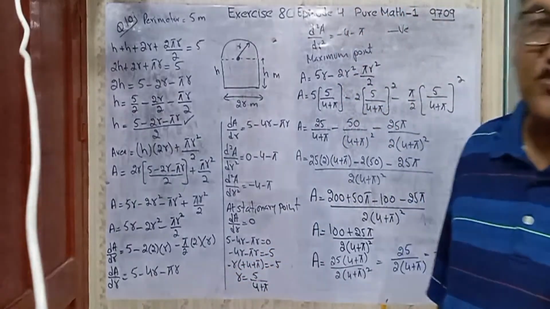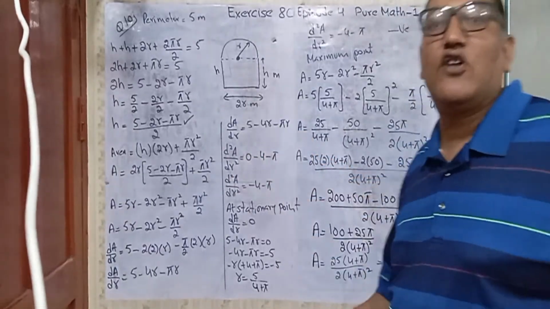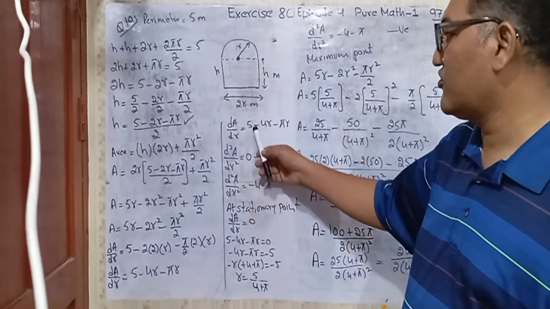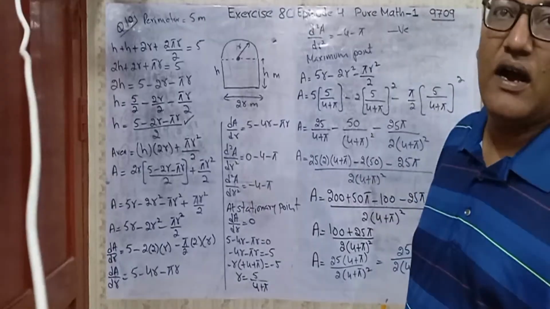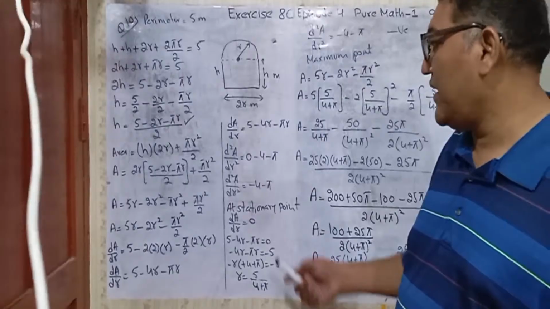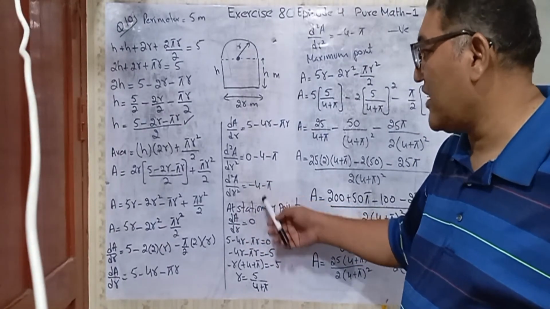Then they ask us to find the second derivative. So this is my first derivative. If you want to find out the second derivative, okay, so d square A by dr square is equal to the derivative of 5, which will be 0, the derivative of minus 4r will be minus 4, and the derivative of minus pi r will be minus pi. So d square A by dr square will be equal to minus 4 minus pi.